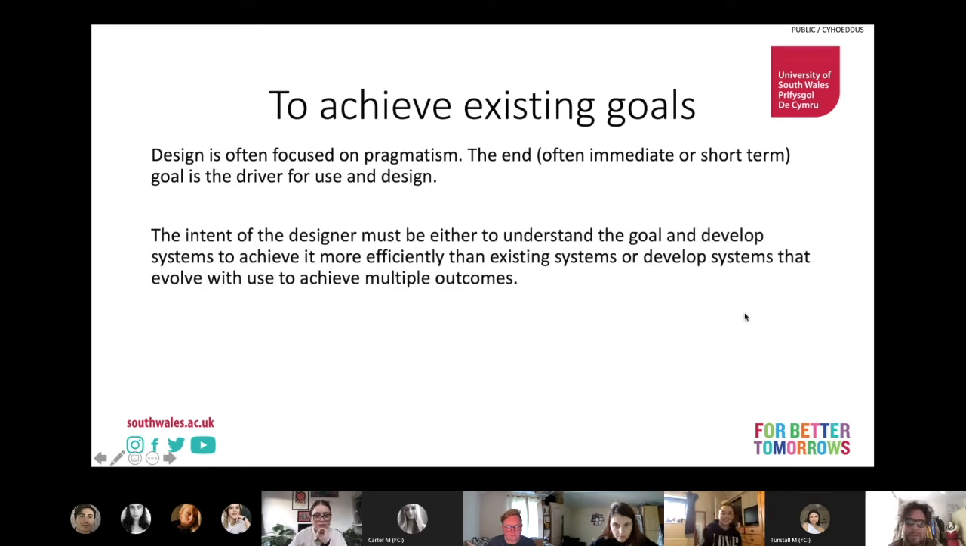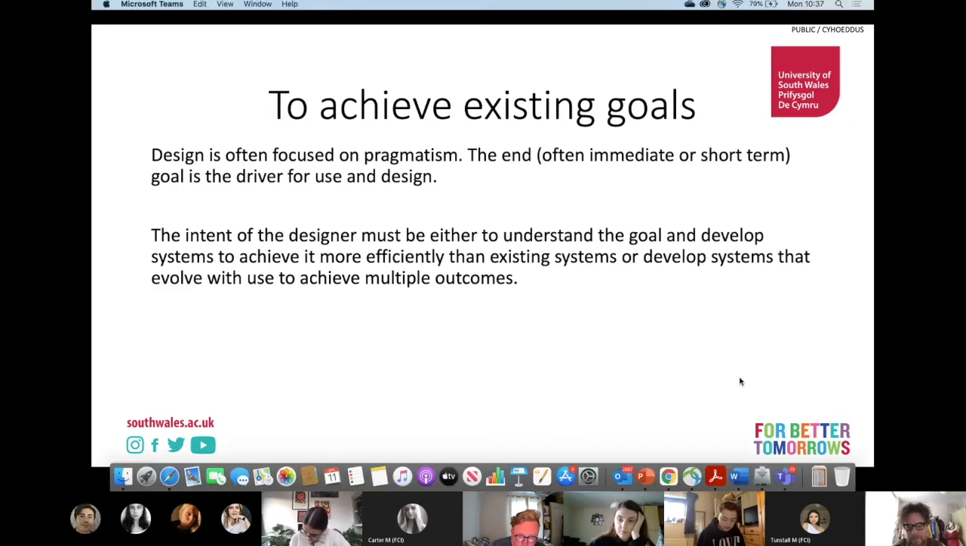So the intent in this context of the designer must be to either understand the goal and develop systems to achieve it more effectively, or to develop a system that can evolve to achieve multiple outcomes. So for example, we take something like a writing goal or developing a writing system. Writing systems are developed to communicate really simple things: how many cows you're going to buy, which way to water, very simple things like that. But actually, they develop into systems that can achieve multiple outcomes.